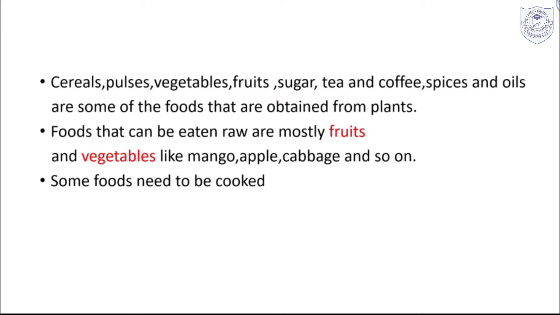Many foods are eaten raw while others need to be cooked. The foods that can be eaten raw are mostly fruits and vegetables, okay? And foods that need to be cooked are cereals, pulses, tea and coffee, and so on. We cook food because cooking makes food items easily digestible. It also improves the flavor and taste of the food. Cooking also kills the harmful germs that are present in the raw food.